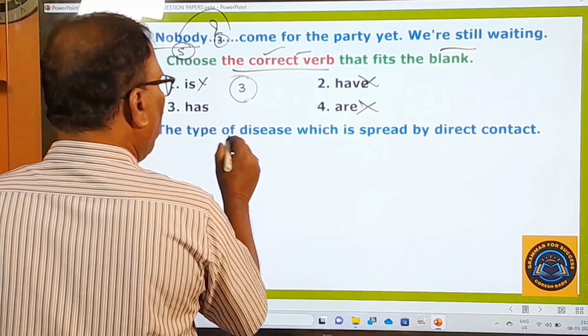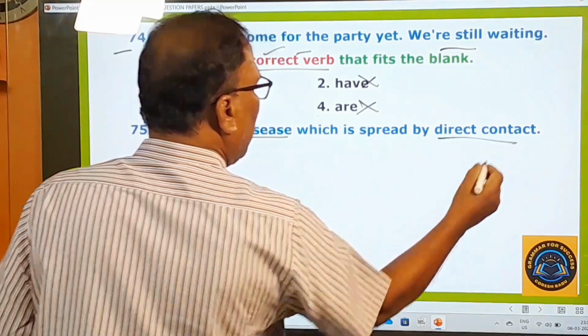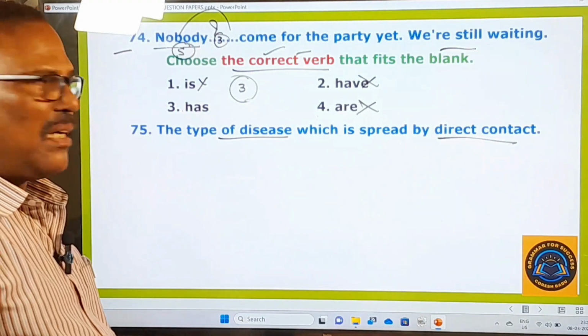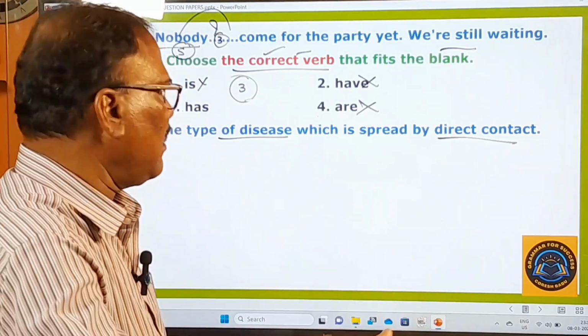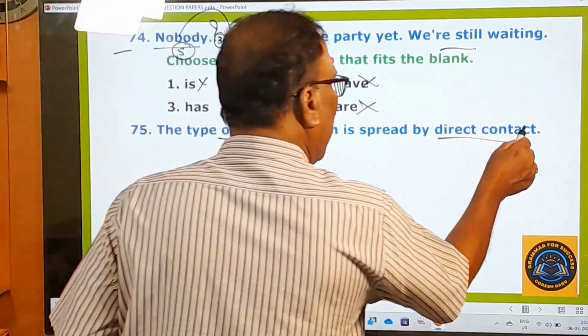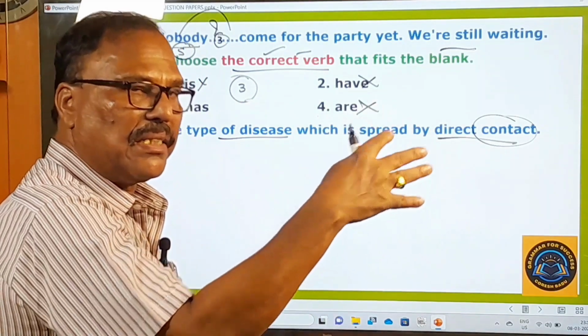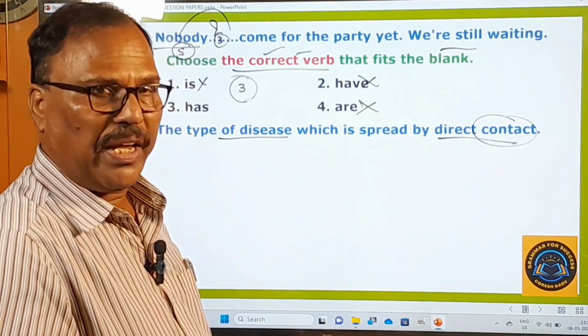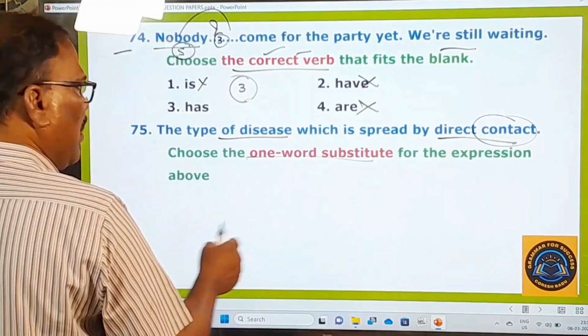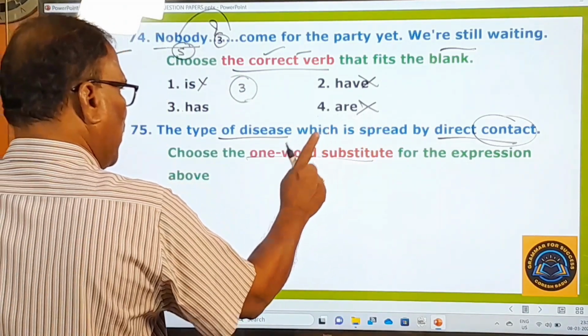The 75th one: the type of disease which is spread by direct contact. What is that disease that will spread by direct contact? Contact means by touch. If you touch, then that disease will pass on to you. What is that one-word substitute for this?